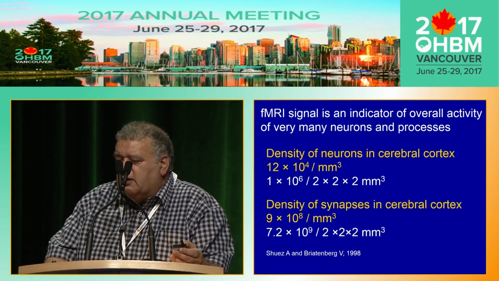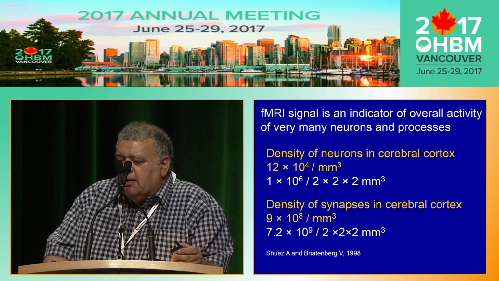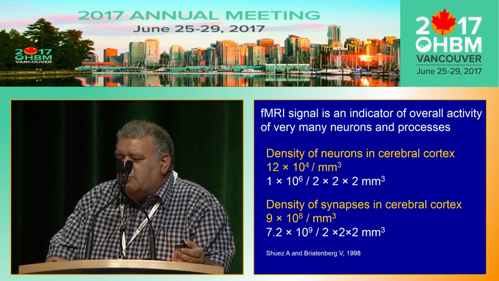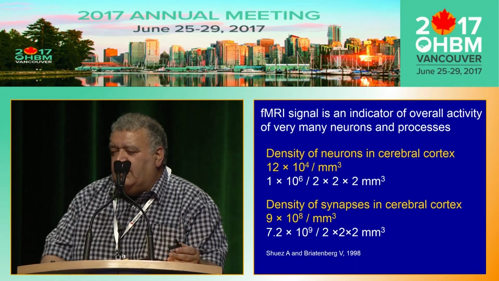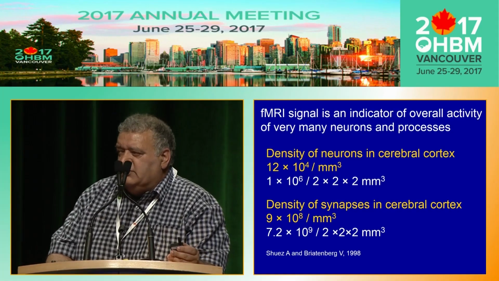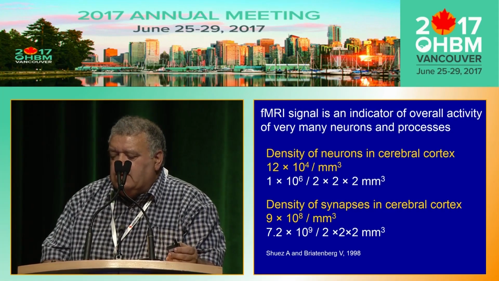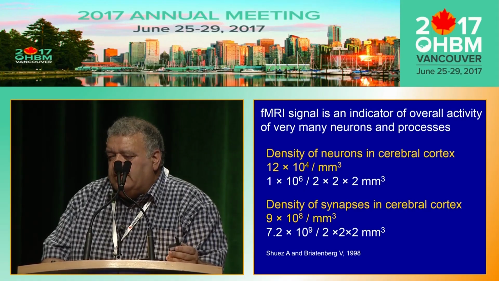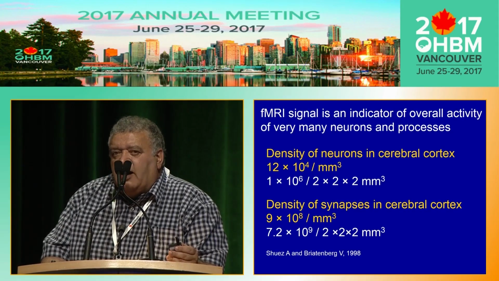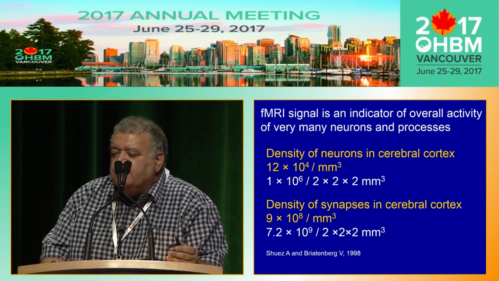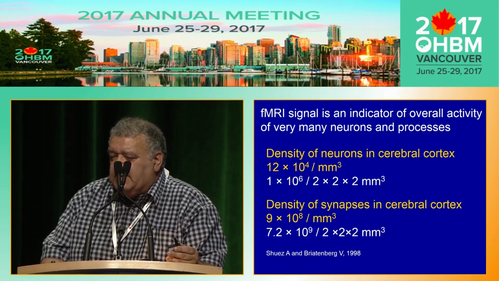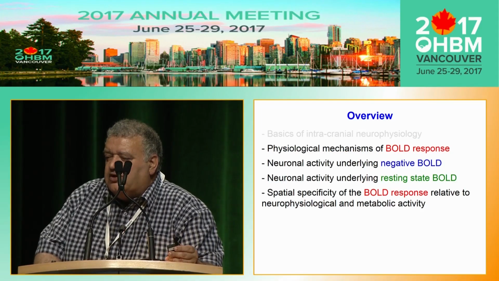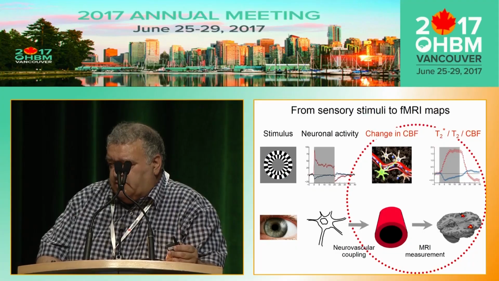Before we move on to functional MRI and to the vasculature, here is a transition slide that actually tells us that functional MRI signal is an indicator of overall activity of very many neurons and processes, because within a conventional voxel at 3 Tesla, say 2 by 2 by 2 millimeters, there are approximately 1 million neurons and 10 to the 10th synapses. So we move on now, and we talk about the physiological mechanism of the BOLD response.